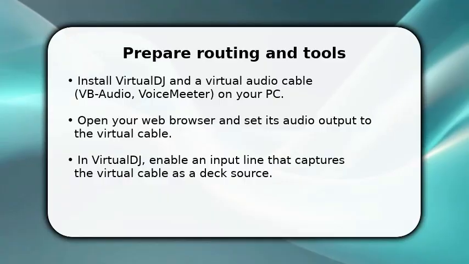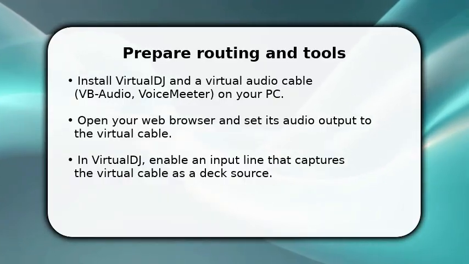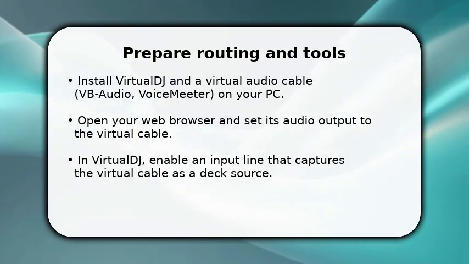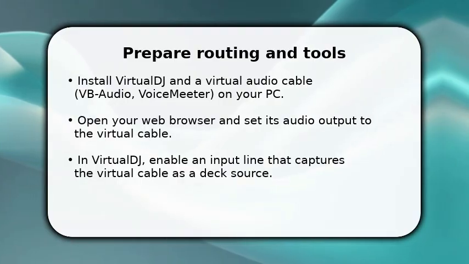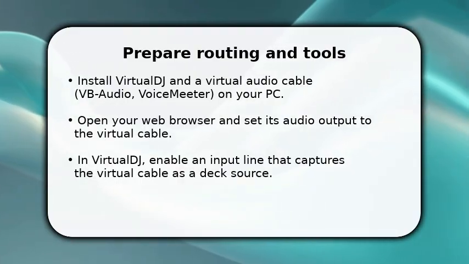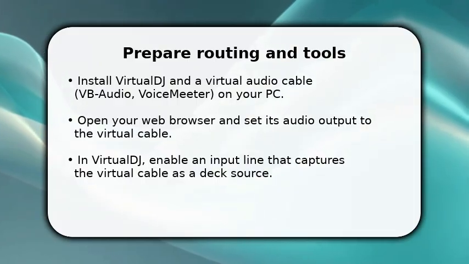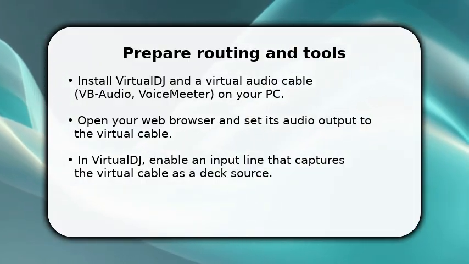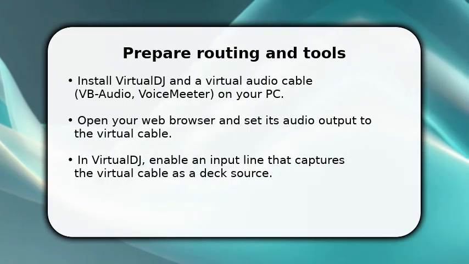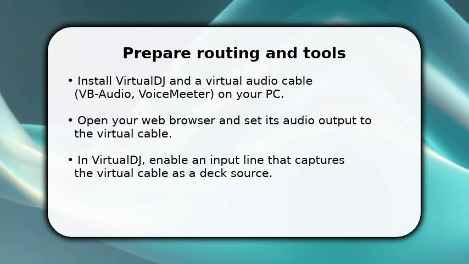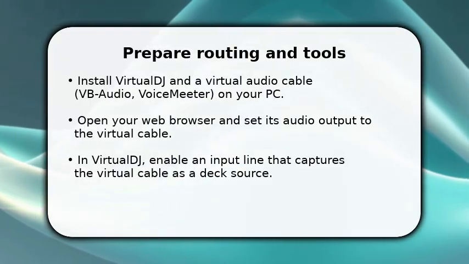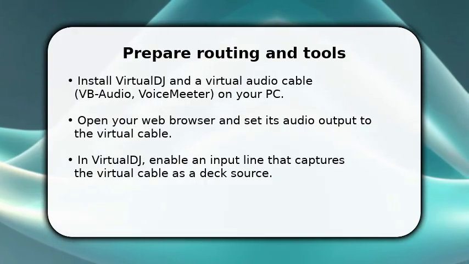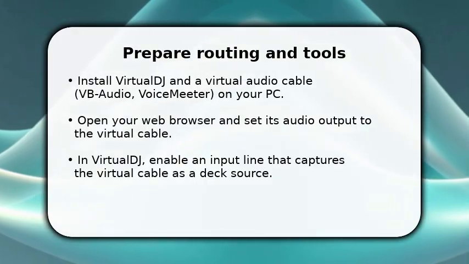You start by preparing audio routing so YouTube can play into Virtual DJ. Install Virtual DJ and a virtual audio cable, then set your browser to output to that virtual cable. In Virtual DJ, create or enable a line input and assign it to a deck so it captures the virtual cable feed. Once done, test with a short YouTube clip to confirm Virtual DJ receives audio. This avoids diving into mapping before the stream exists.